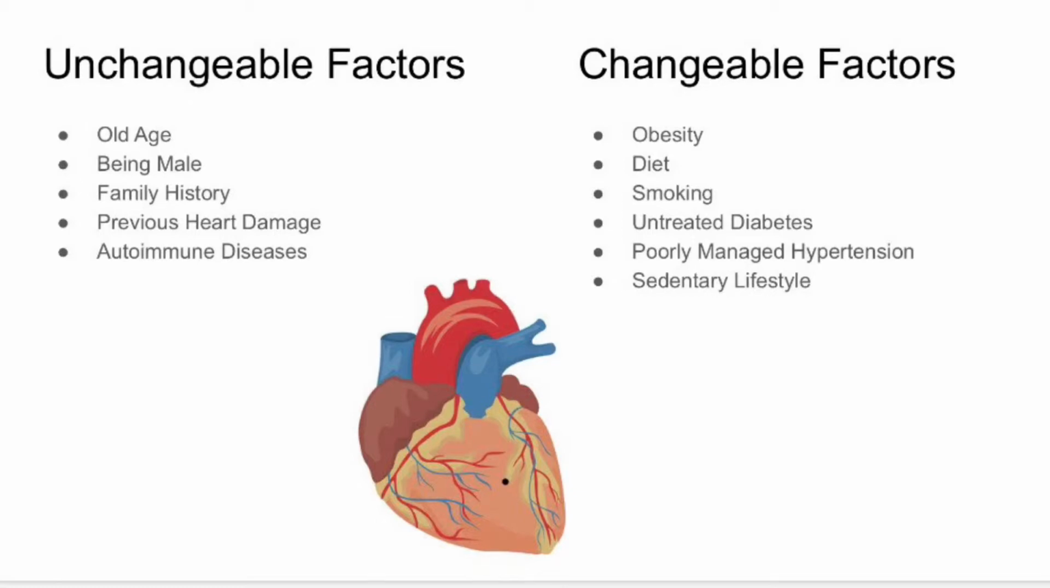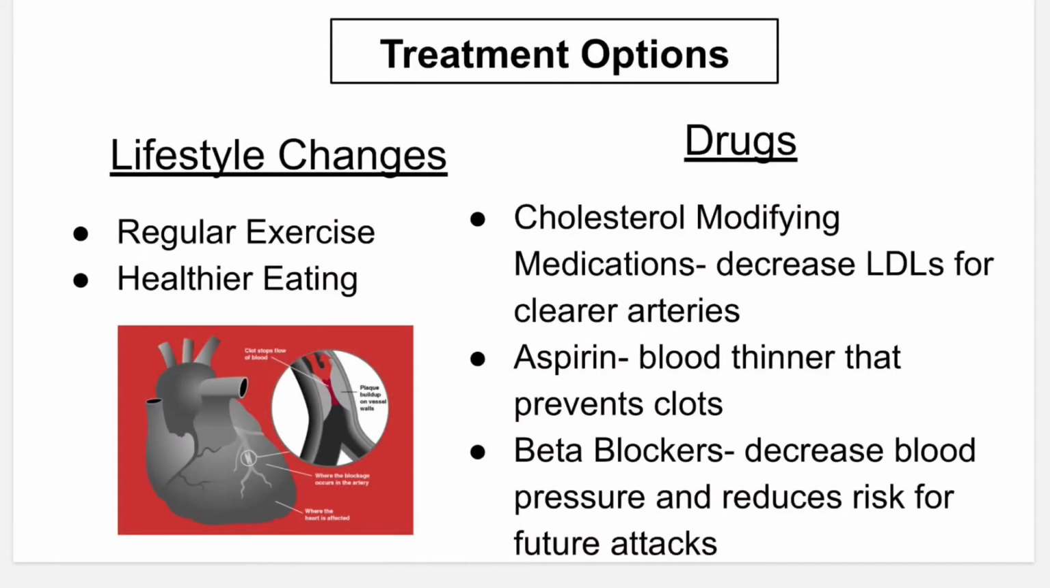Researchers are now researching other risk factors to see if coronary artery disease may be predicted through ways that are not considered traditional. People who have autoimmune diseases, such as lupus, may be at higher risk for coronary artery disease. There are many different treatment options that are available.